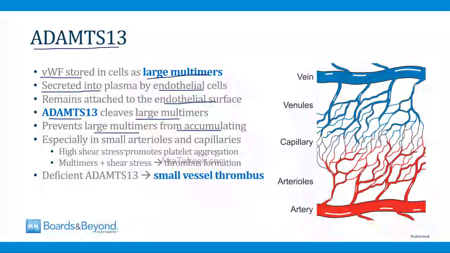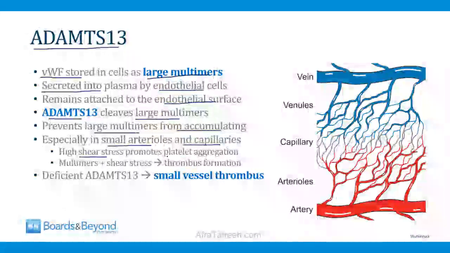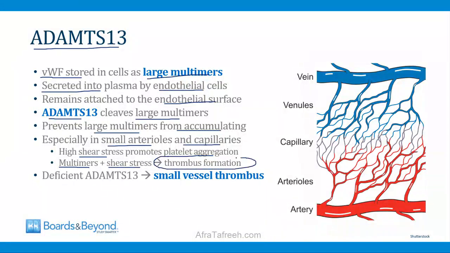This is especially important in small arterioles and capillaries. In these blood vessels, there's high shear stress as blood flows through the vessel, and this promotes platelet aggregation. So if those multimers persist on the endothelial surface and you have the shear stress of small arterioles and capillaries, this leads to thrombus formation. And that's what happens in TTP. There's deficient activity of ADAMTS13, and that leads to small blood vessel thrombus formation.